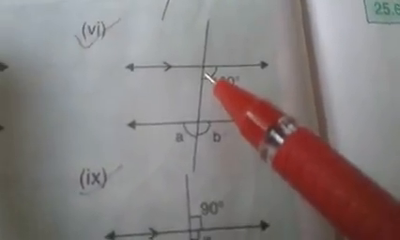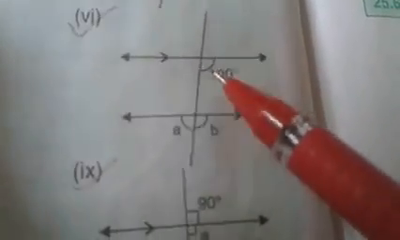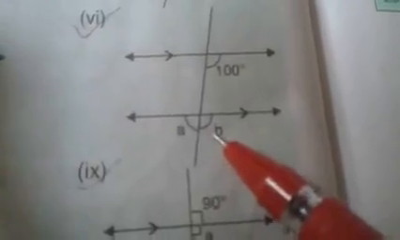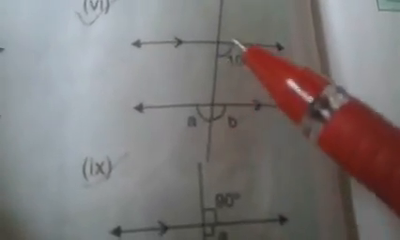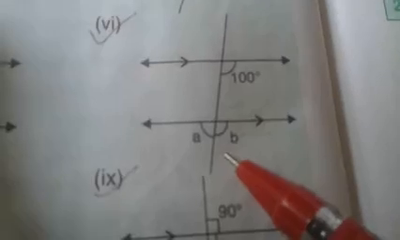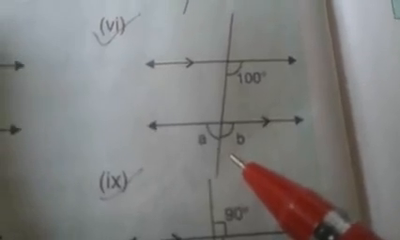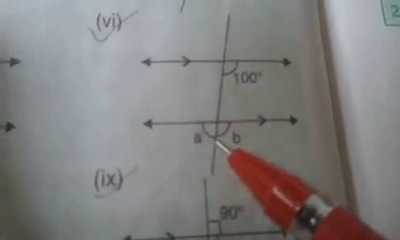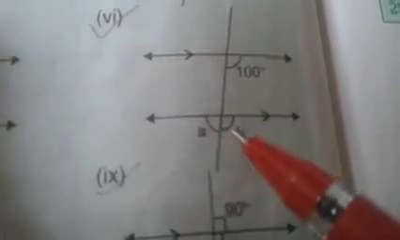This is 100, right? This is 100, so B is also 100. B is equal to 100. Why? Corresponding. These two are corresponding angles. If you are studying previous videos properly and reading the textbook properly, you should now know that this angle is equal to this angle because of corresponding angles. So the reason is corresponding angles. B is equal to 100 because of corresponding angles.